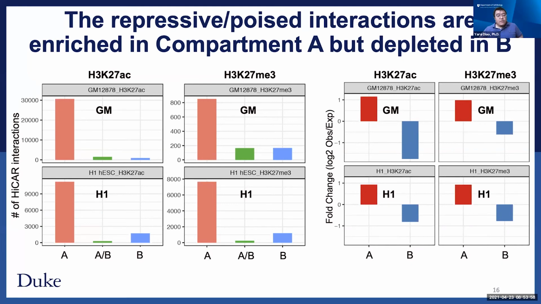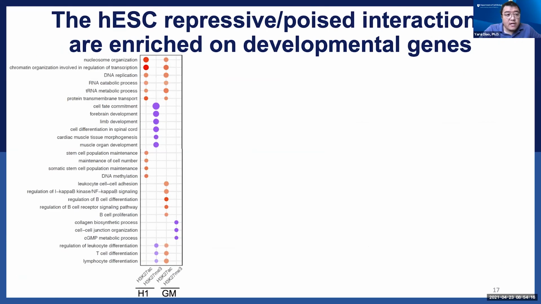So we looked at the enrichment of active interactions and repressive interactions that are identified by HiCAR in both GM and H1. And surprisingly, we found that both types of interactions are significantly enriched in compartment A, but depleted in compartment B. And we noticed that the enrichment of K27 trimethylation-associated interactions might be something unique to human ESCs.